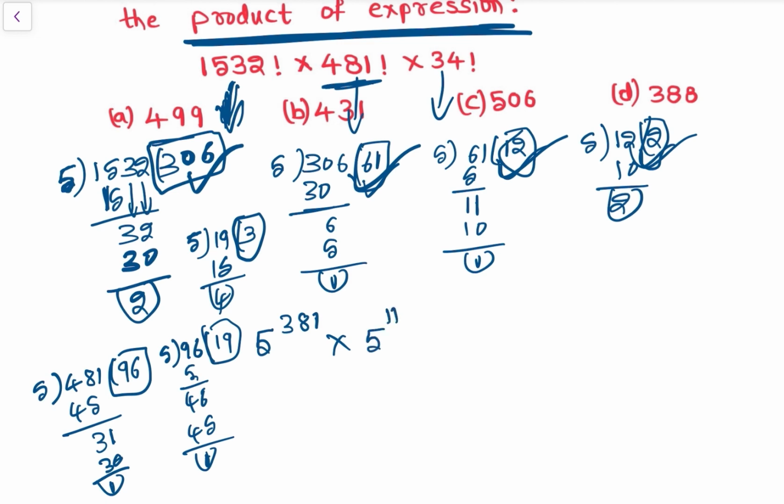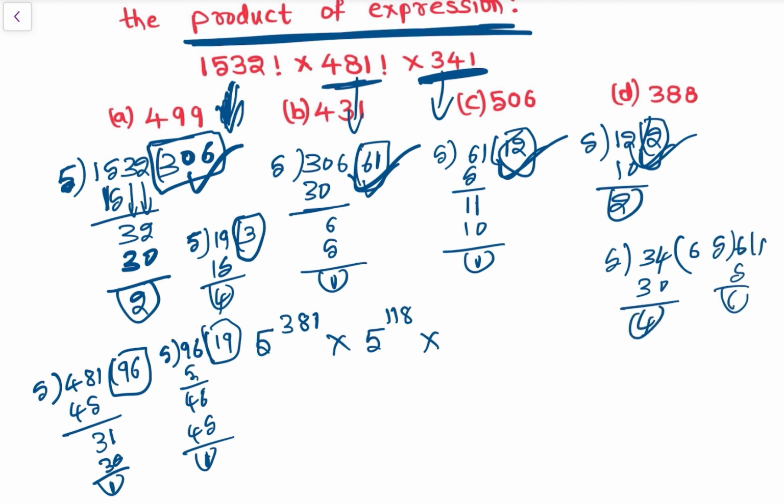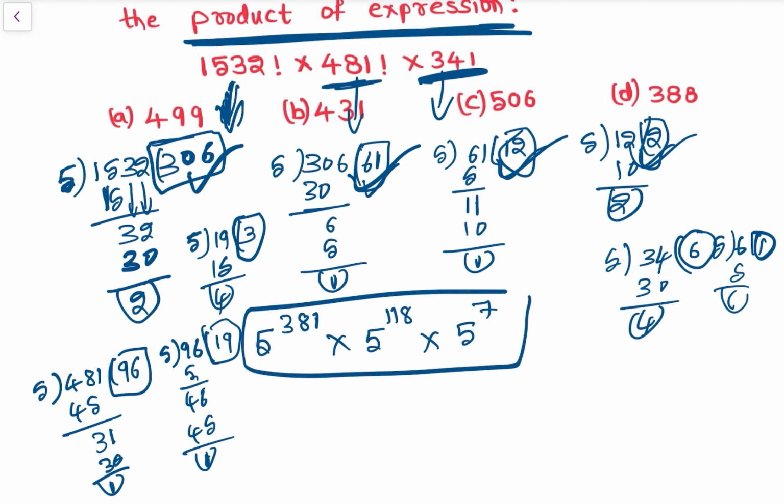So 5 to the power 118 into 34 factorial, 34 divided by 5. So that is 5 6s are 30. So 4 is remainder. So 6, then 5 1s are 5, remainder. So 6 plus 1, 7. So 5 to the power 7 is an option. So here we know this many 5s have come. So how do we need to calculate?